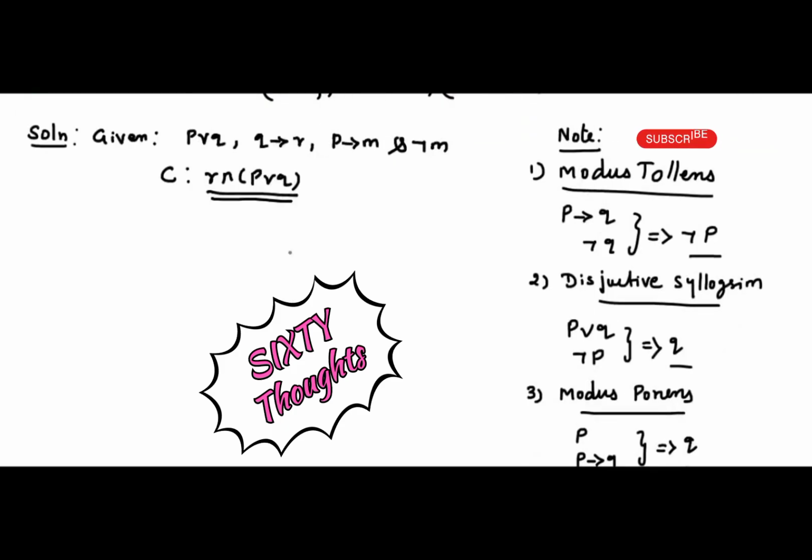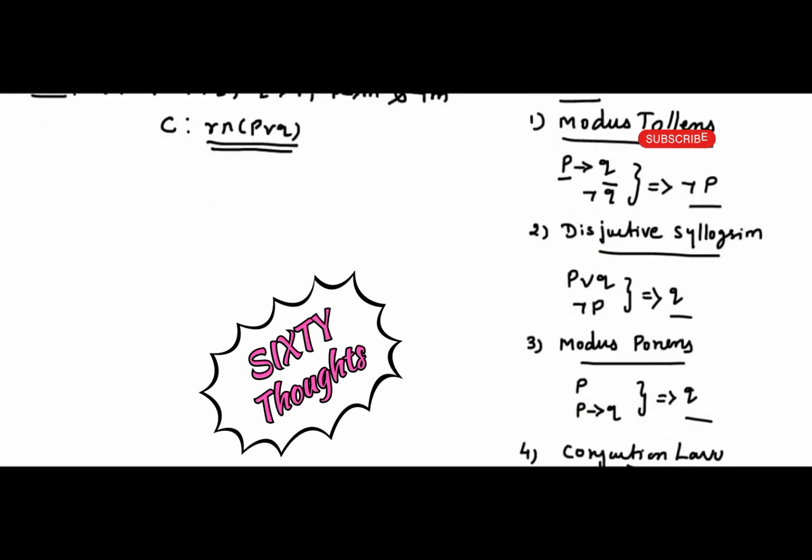The first result is Modus Tollens. What is Modus Tollens? P→Q and negation Q, so we can write negation P. That means the first statement is P→Q, the second is negation Q, and we can write negation of P. The second law is disjunctive syllogism. What does disjunctive syllogism mean? P∨Q and negation P, we can write Q only. Whenever we get given premises in this form, we can write Q only.